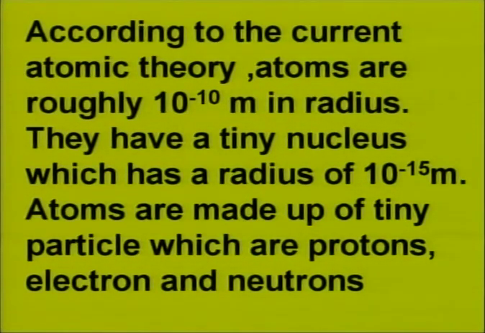The nucleus has a radius of 10 to the minus 15 meters, and atoms are made up of tiny particles which are known as the protons, electrons, and the neutrons.